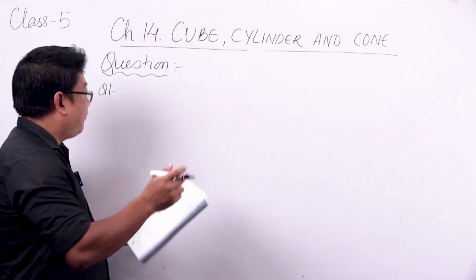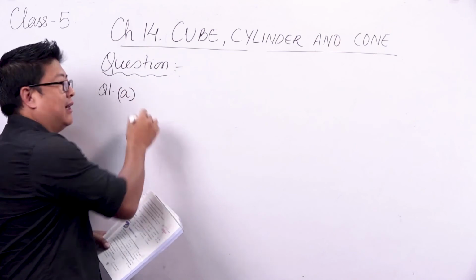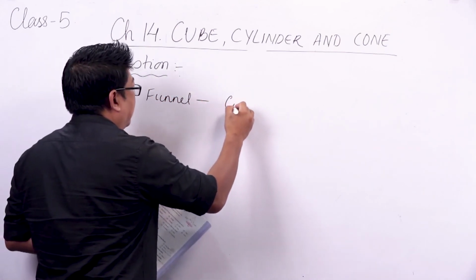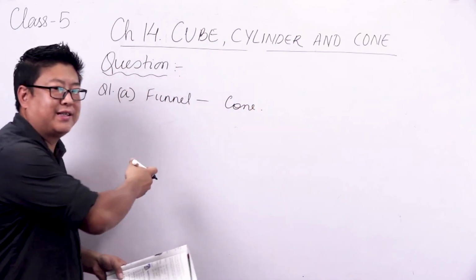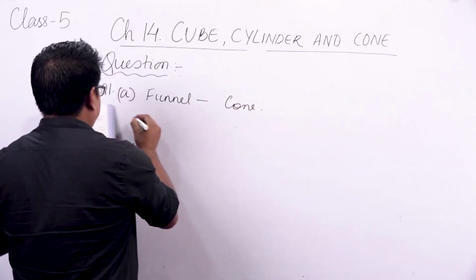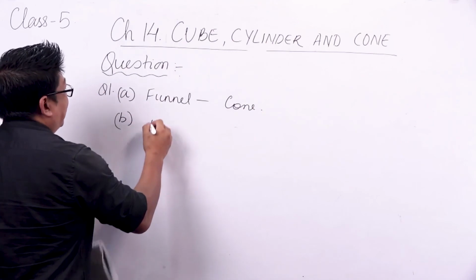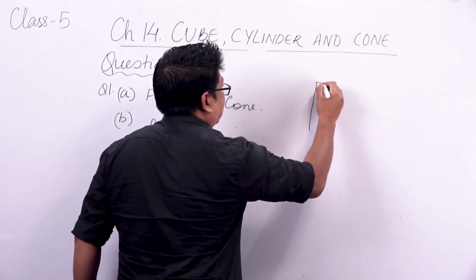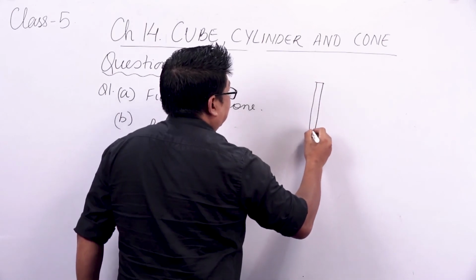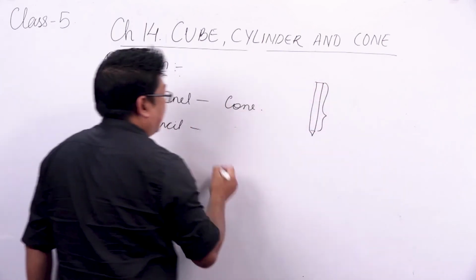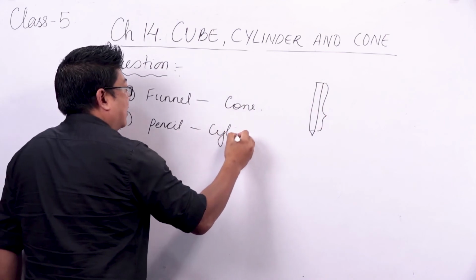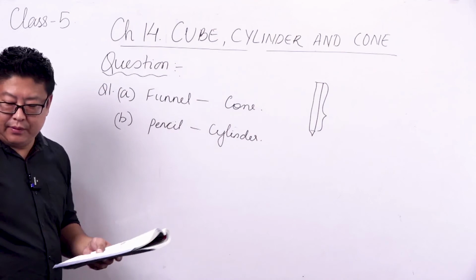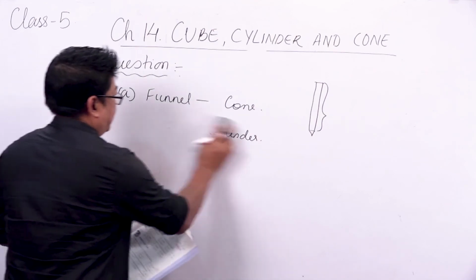So the first one is funnel. Funnel is in the shape of a cone, right? We have already discussed just now. Then there is a pencil. Now pencils are usually like this, right? So this is in the shape of a cylinder, circular and very long, right? So these are some examples, some answers.